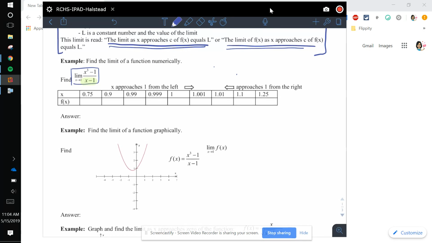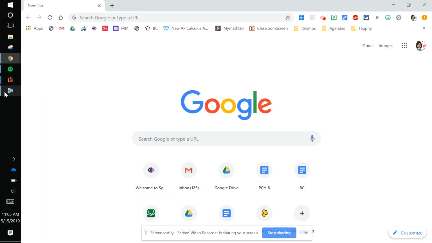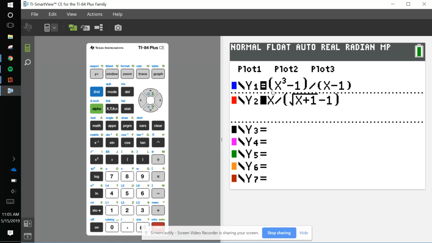So we say this, the limit as x approaches 1 of x cubed minus 1 over x minus 1. We're going to do this as x approaches 1 from the left, and from the right. Okay, so from the right side and from the left side. I already went in and typed this into my calculator. So here's what I got.